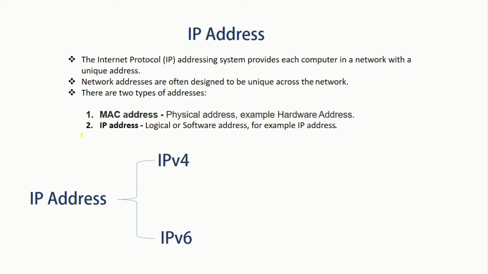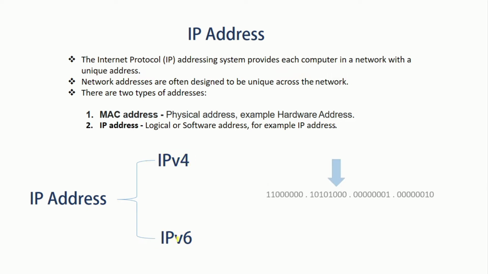There are two addresses. A MAC address, which is a physical address and is related to your hardware, and the IP address, which is a software address and it is totally logical. So IP addresses have two versions, IP version 4 and IP version 6. We'll be learning both of them.